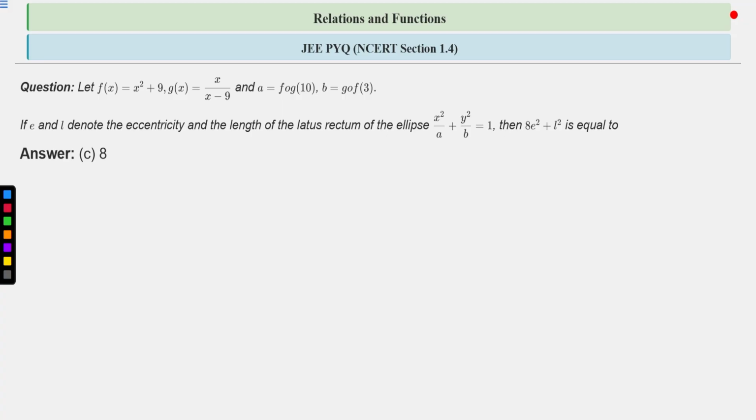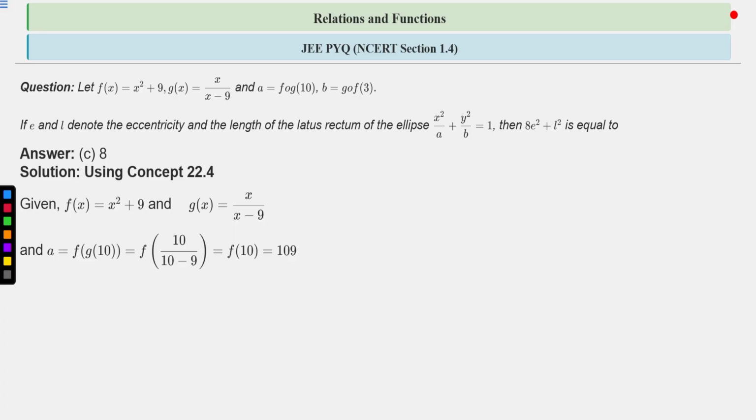So let us see how we can approach this question. We know, first we need to find f of g(x) and g of f(x). So let us move to the solution part. It is given that f(x) = x² + 9 and g(x) = x/(x − 9).